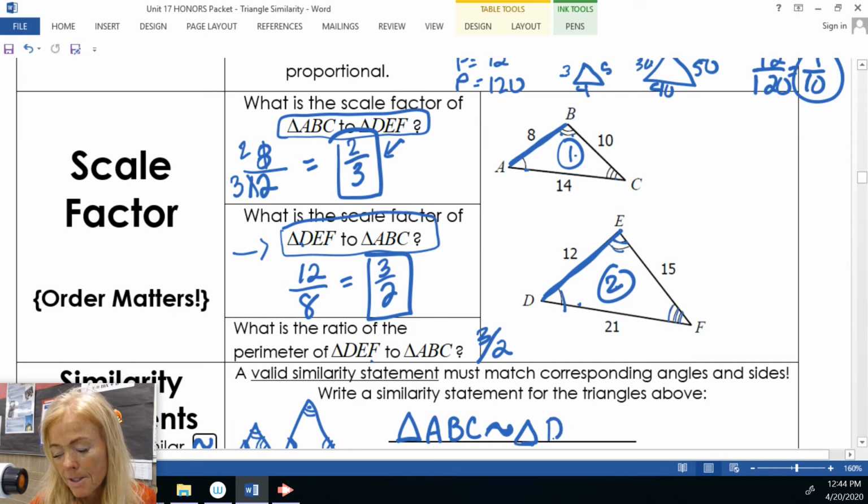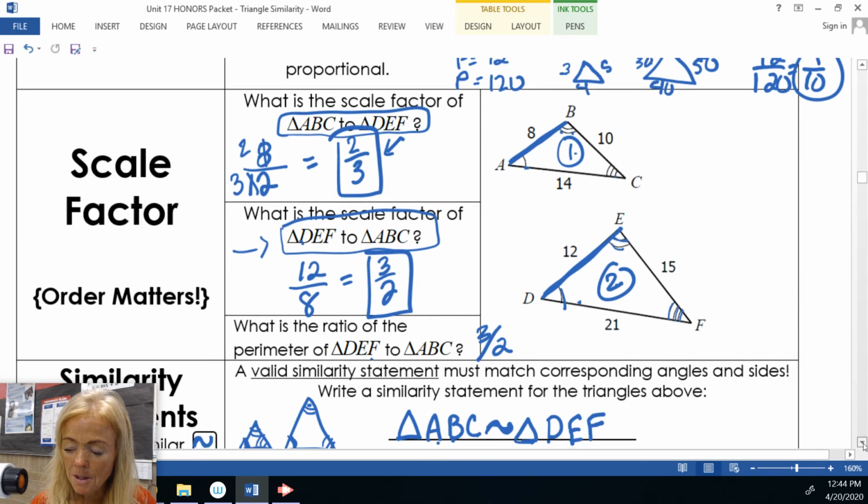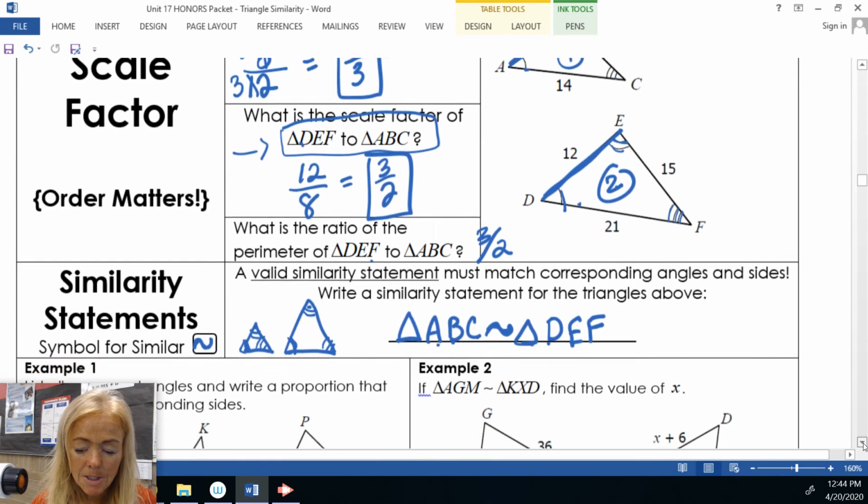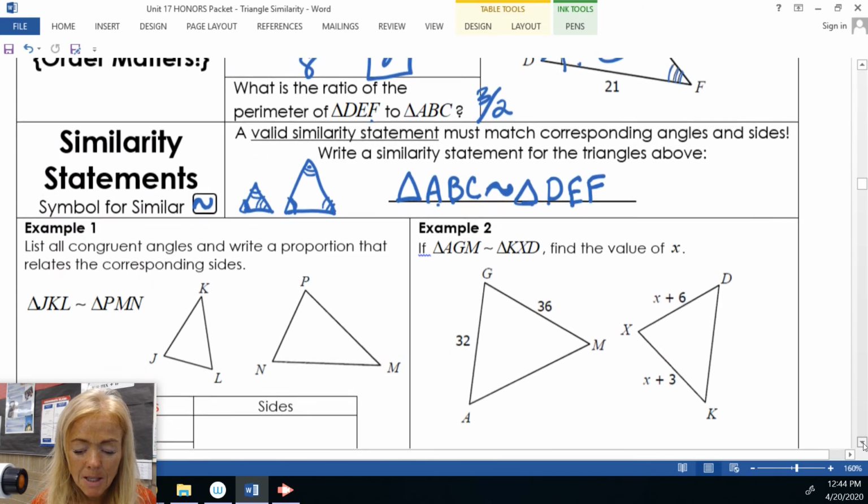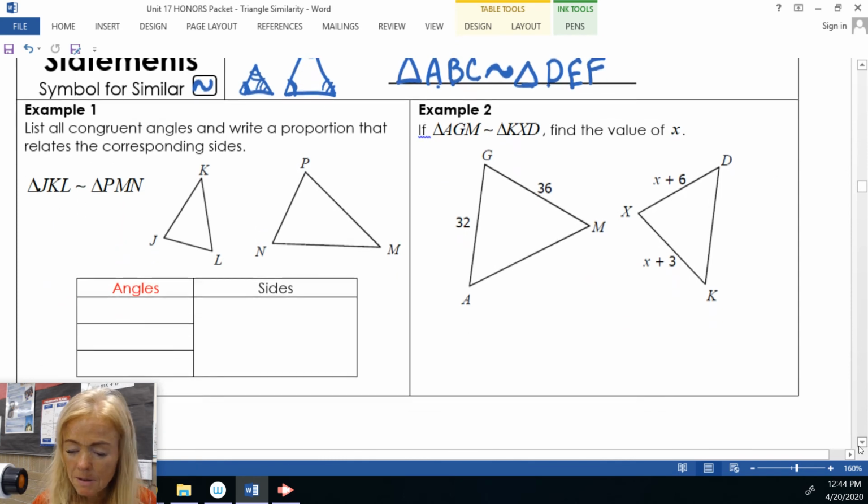Triangle 1 arc is D, 2 arcs is E, and 3 arcs is F. So A and D line up together, B and E line up together, and C and F line up together because those are the corresponding and therefore congruent angles in the similar triangles. So that's how we do similarity statements. If you're looking at example 1, list all congruent angles and write a proportion that relates the corresponding sides.